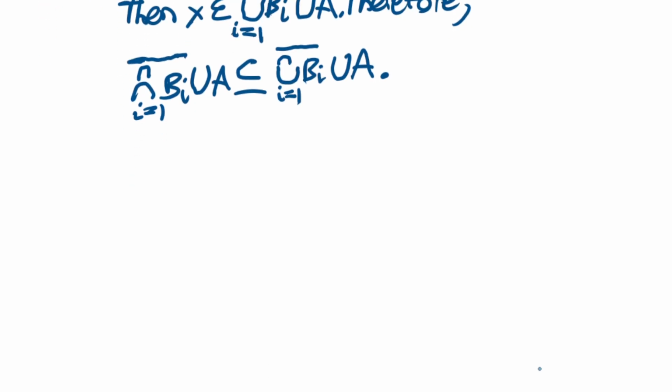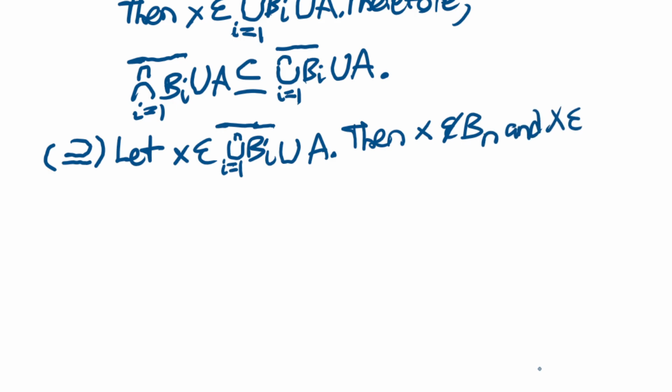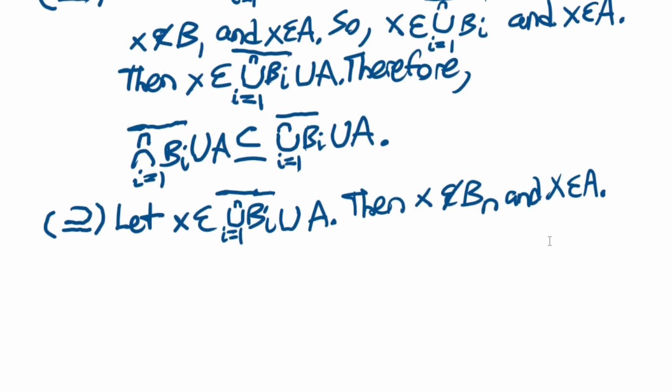All right, now let's show reverse containment. So we're going to let X be an element of the complement of the indexed union of sets Bi union A. So then X is not an element of Bn and X is an element of A, because the union of the index sets Bi would be equal to Bn based on our condition that they're a proper subset of each other.